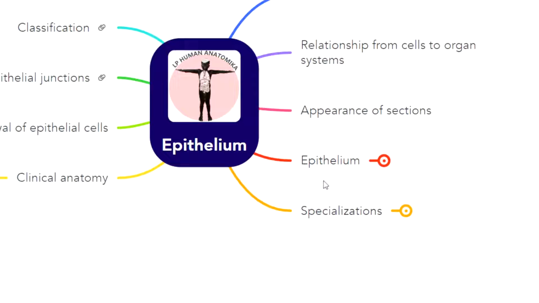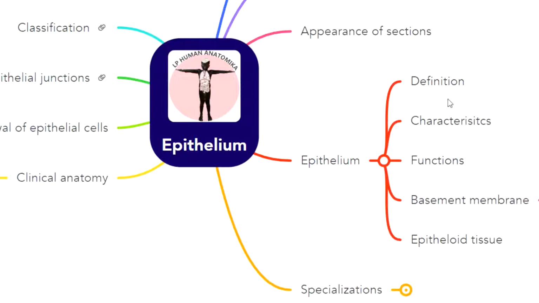So coming to the epithelium proper, what is epithelium? Epithelium is nothing but a group of cells which have similar function and structure, which lies on the basement membrane. Then the characteristics: cells are closely packed, they have less intercellular substance, and all the cells rest on the basement membrane. It is avascular, that means it does not have any blood supply.